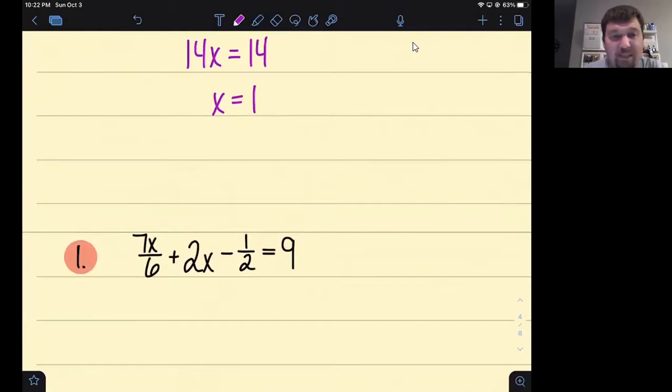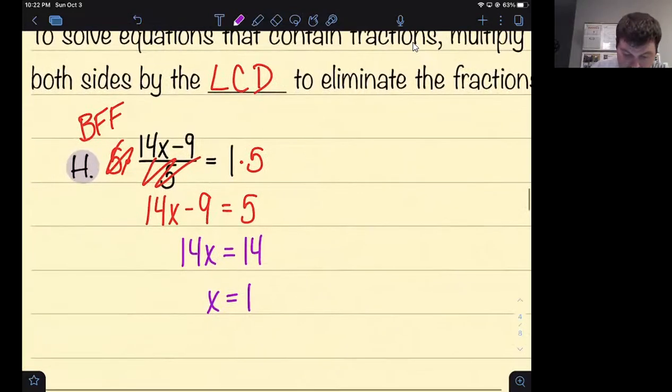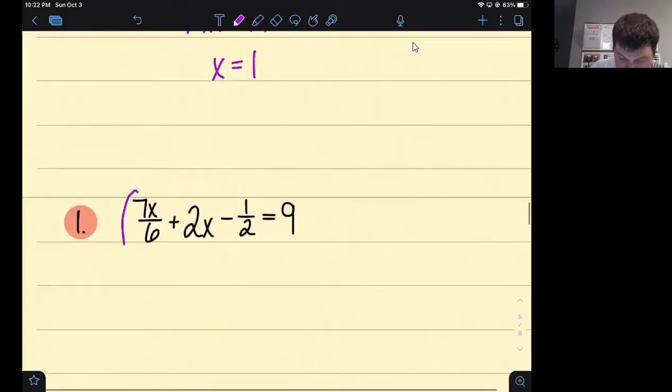And so what would be the least common denominator between the 6 and the 2 that I have here? The first multiple that 6 and 2 both have in common is 6. So what I'm going to do is multiply the entire side. Over here, I multiply the entire side by 5. Here, I'm going to multiply the entire side by 6. And I have to do it on the right side as well.